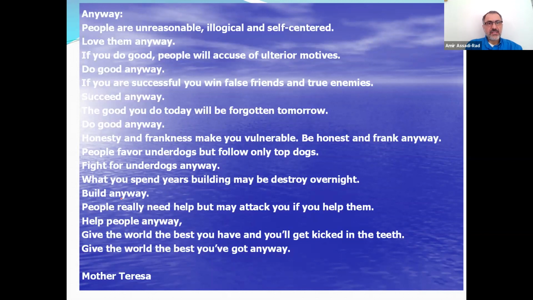Well, toward the end of semester, I always read this by Mother Teresa. I would like to read it to you guys. Anyway, people are unreasonable, illogical, and self-centered. Love them anyway. If you do good, people will accuse you of ulterior motives. Do good anyway. If you are successful, you win false friends and true enemies. Succeed anyway. The good you do today will be forgotten tomorrow. Do good anyway. Honesty and frankness make you vulnerable. Be honest and frank anyway. People favor underdogs but follow only top dogs. Fight for underdogs anyway. What you spend years building may be destroyed overnight. Build anyway. People really need help but may attack you if you help them. Help people anyway. Give the world the best you have and you'll get kicked in the teeth. give the word the best you have, you got any.